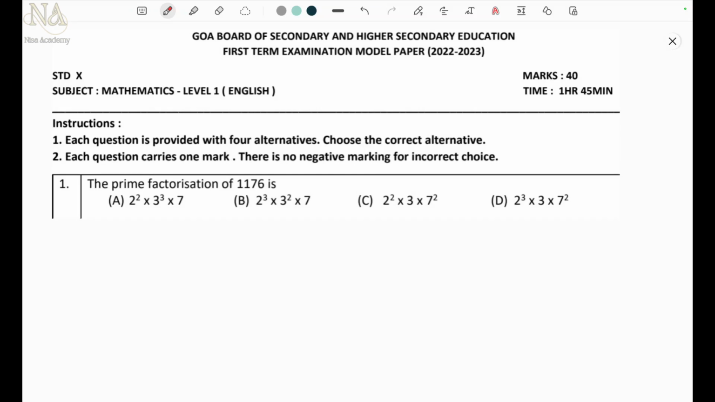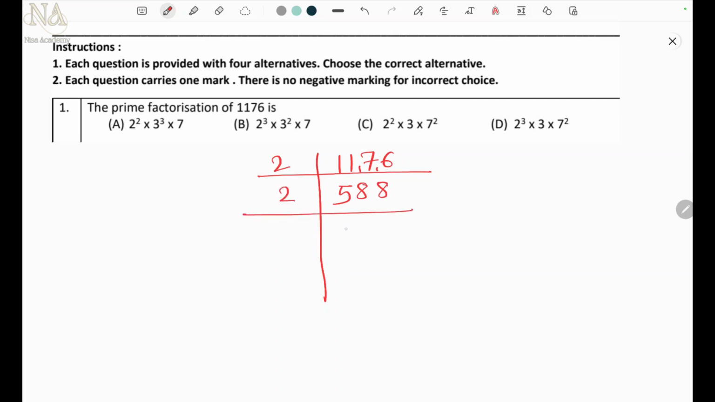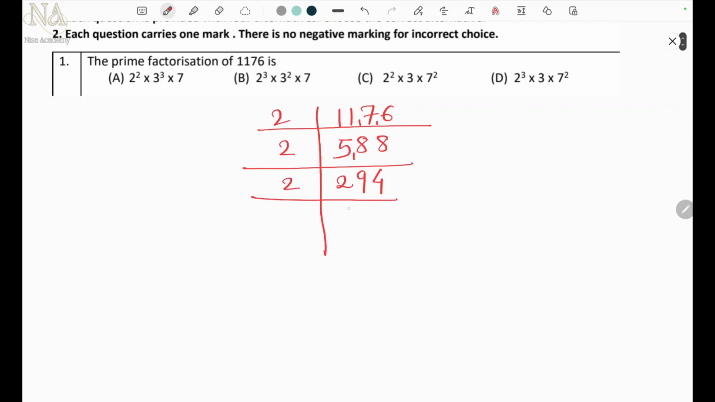The prime factorization of 1176 is. Prime factorization means we have to find the prime factors. So let's start. 1176. We'll start with 2. 2 5s are 10, 1 remains. 2 8s are 16, again 1 remains. 2 8s are 16. Then 2 2s are 4, 1 remains. 2 9s are 18, 2 4s are 8. Let's go on. 2 1s are 2, 2 4s are 8, 1 remains, 2 7s are 14.